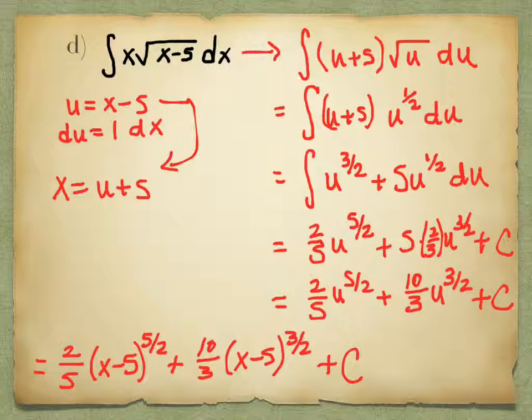How else might you see that written? It's fine if you leave it here, but how else might you see that written if you were checking the back of the book, or checking your answer with someone else who had gone further? You might see it with square roots, with radicals. So you might see something like this.